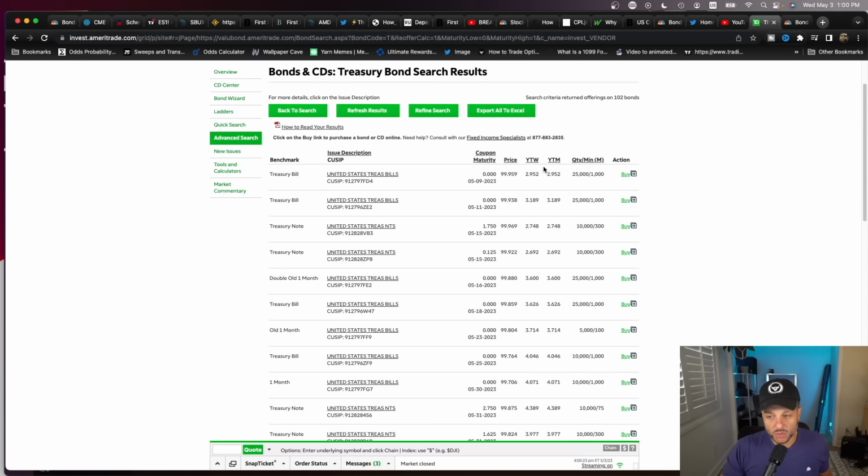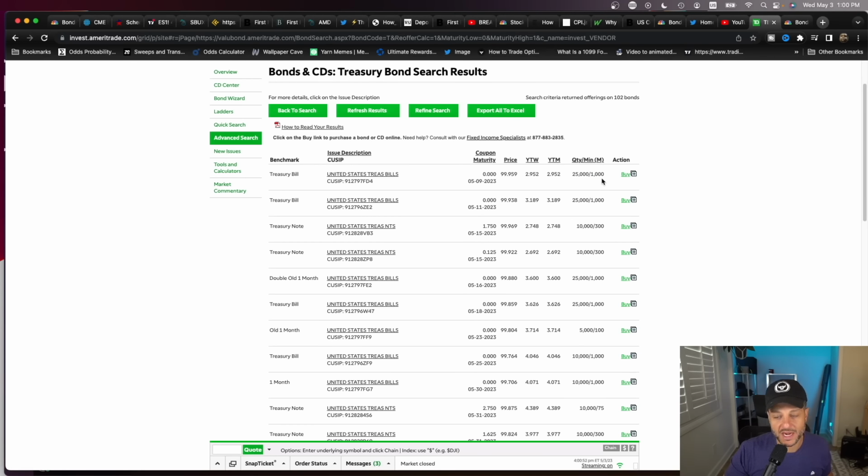Now, how do we read this? Well, what we are looking for is yield to maturity, YTM. That is the yield that I'm going to get from now until the treasury bill matures. And these are basically just a mixture of all treasuries that are going to be maturing within 0 to 1 year, because that is what we selected. But when we take a look at quantity and minimum, this is the max that you can buy because that's what's available, and the minimum is this.